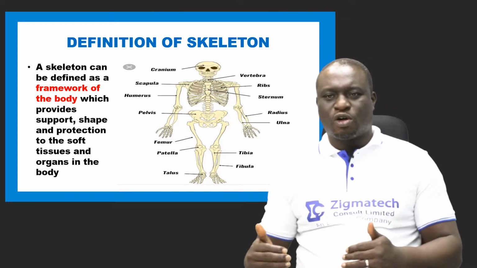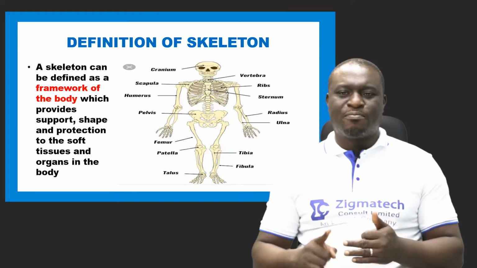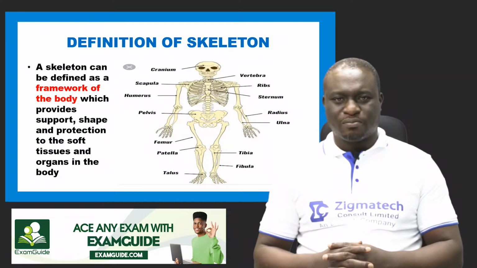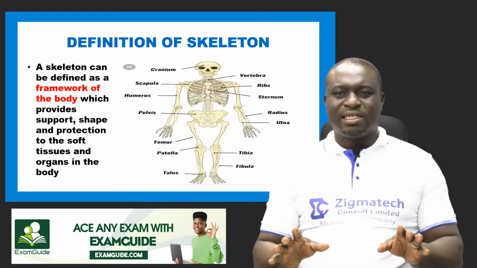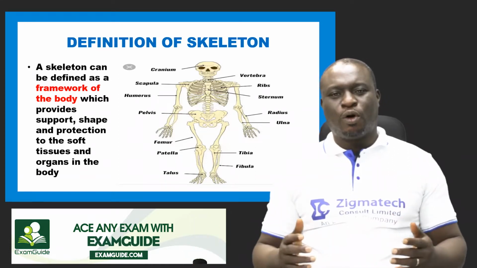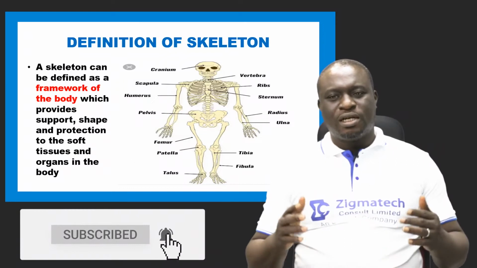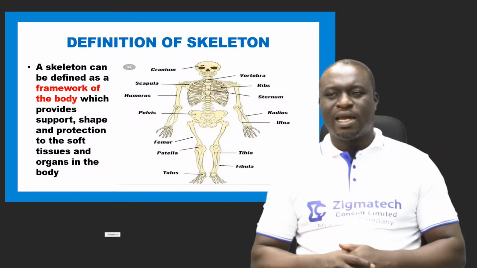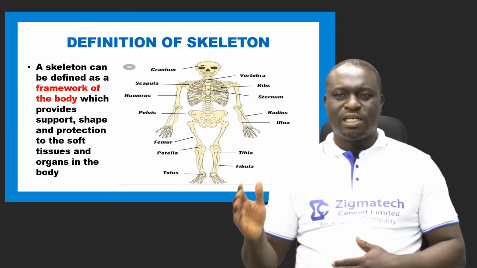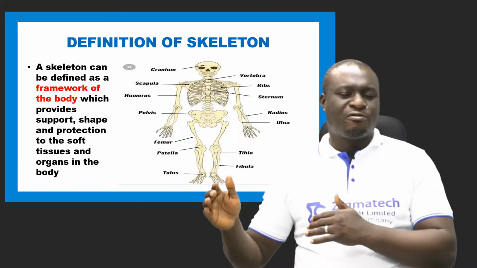It is a framework of the body. It provides support, shape, and protection to the soft tissues and organs in the body. I repeat, a skeleton is a framework of the body which provides support, shape, and protection to the soft tissues and organs in the body. As you can see, the structure of the skeleton on the screen is actually a bony framework.